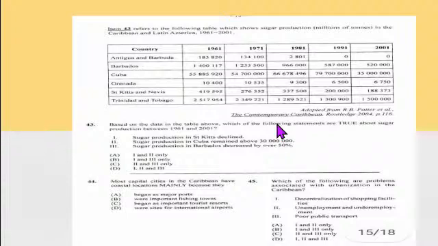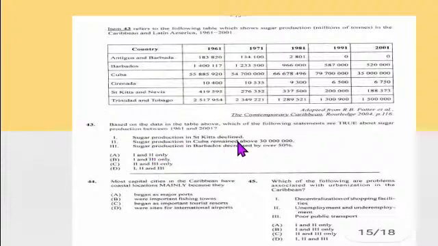Item 43 refers to the following table, which shows sugar production in the Caribbean and Latin America between 1961 and 2001. So 43, based on the data in the table above, which of the following statements are true about sugar production between 1961 and 2001? So it is all of here. 1. Sugar production in St. Kitts declined. Let's find St. Kitts. 4, 2, 3, 2, 1. Yes, it declined. So 1 is in. So that means letter C is out.